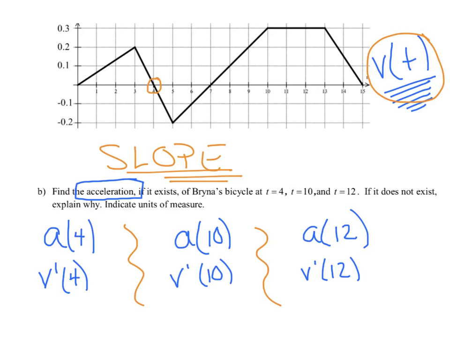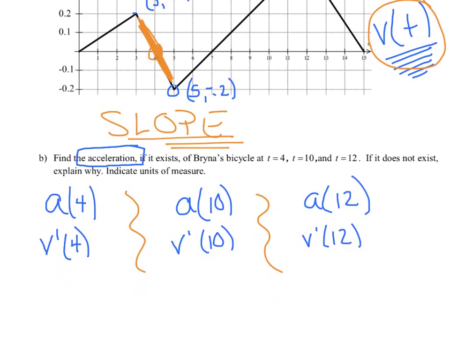So I'm going to go to 4 and calculate the slope there. Now, that 4 happens to fall on this line. So if I figure out the slope on that line, I know it for anybody sitting on this line. I'm going to do a quick slope formula. This is the point 5, negative 0.2, and this is the point 3, 0.2. Change in y over change in x: negative 0.2 minus 0.2 all over 5 minus 3. So I get negative 0.4 over 2.